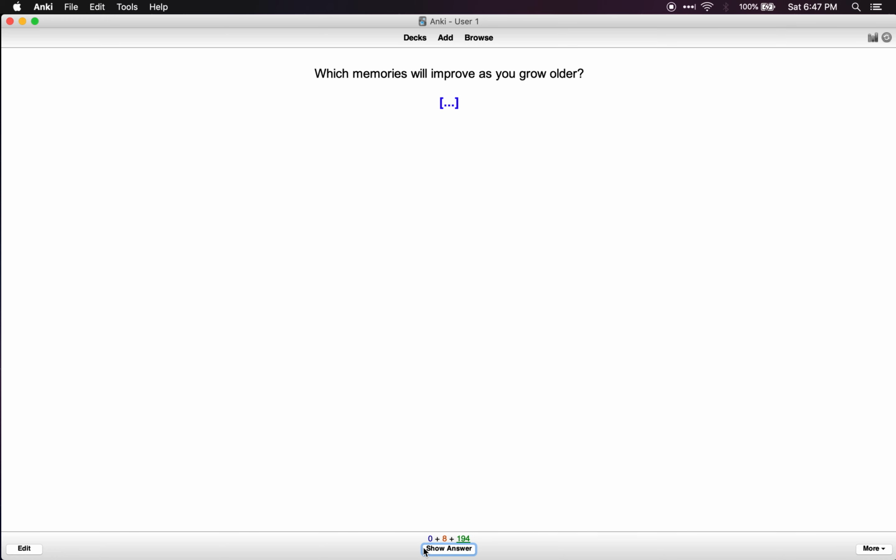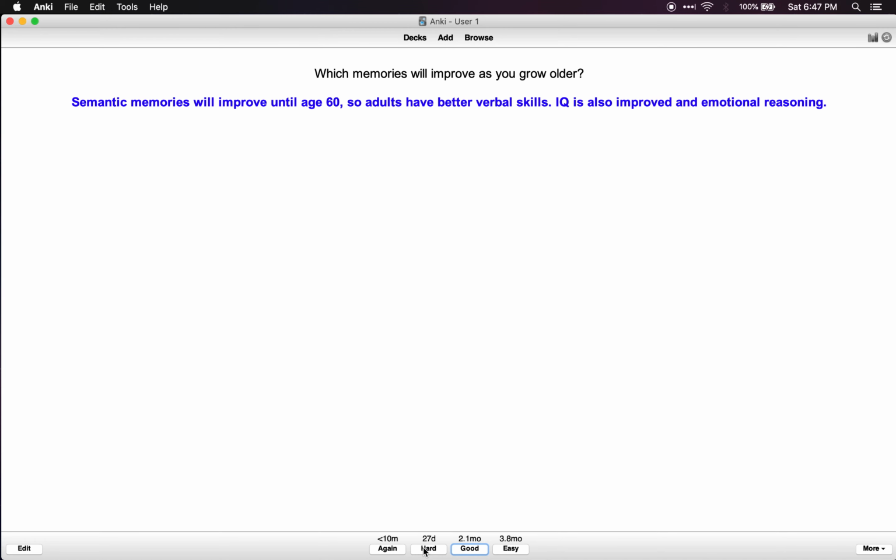Which memories will improve as you grow older? Semantic memories will improve until age 80, so factual knowledge, verbal skills, and IQ improve, as does emotional reasoning.